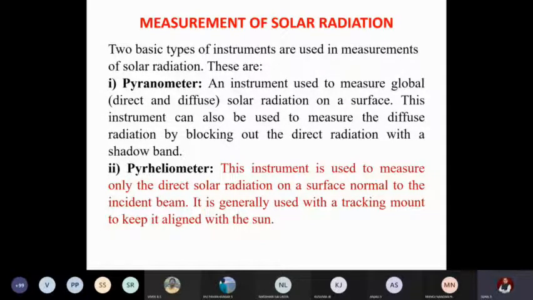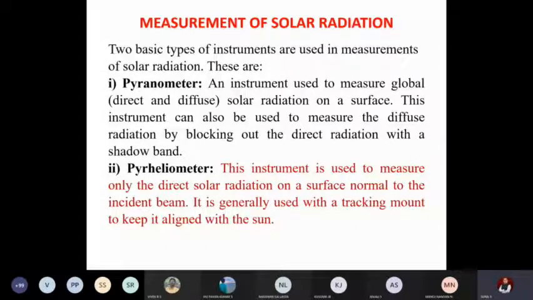Direct radiation is the one which falls onto the earth surface without any disturbances. Diffuse is nothing but the scattered radiations which are entering into the earth surface. This we have discussed in the earlier classes. So this instrument can also be used to measure only the diffuse. You can block the direct radiation using a shadow band, and you can measure only the diffuse radiation. So pyranometer can be used to measure either total radiation or diffuse radiation.